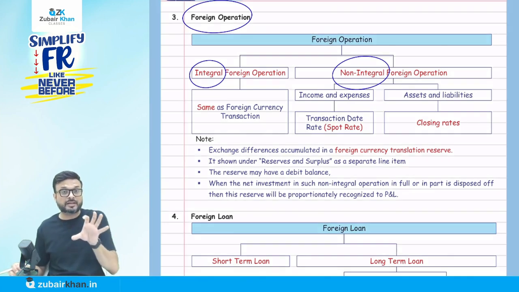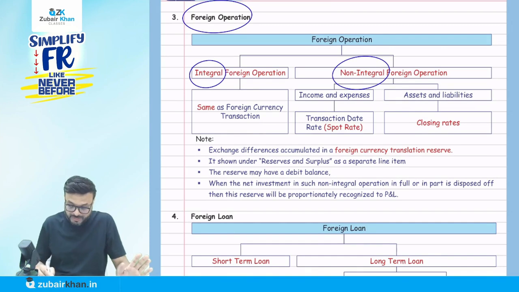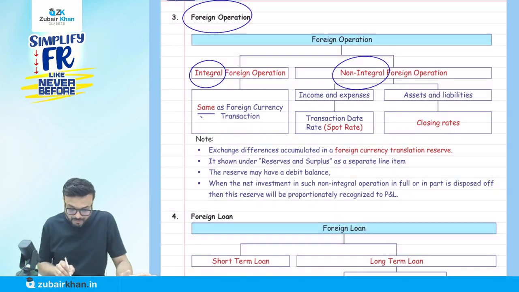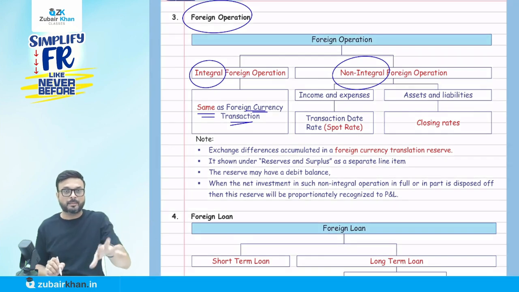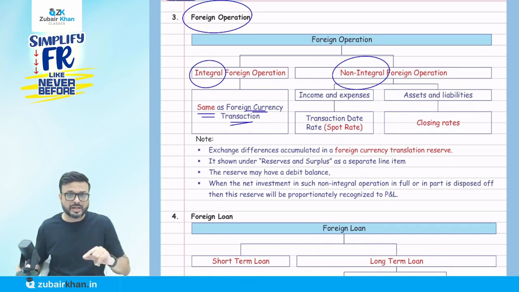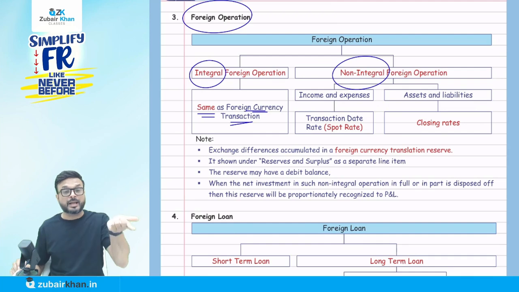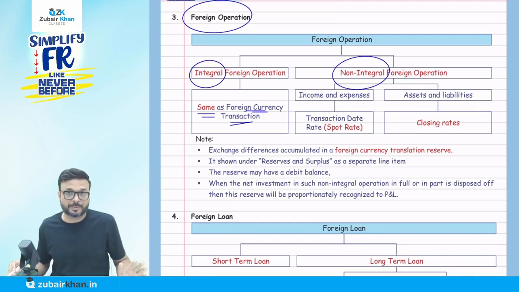When I say integral foreign operation, what is going to happen? Same as a foreign currency transaction, no need to discuss here. Why? The accounting treatment will be the same as we have discussed for the foreign currency transaction. Same initial spot rate, then monetary items at closing rate, non-monetary items at historical spot rate, fair value items at the closing rate, and the difference will go to P&L. Same treatment.